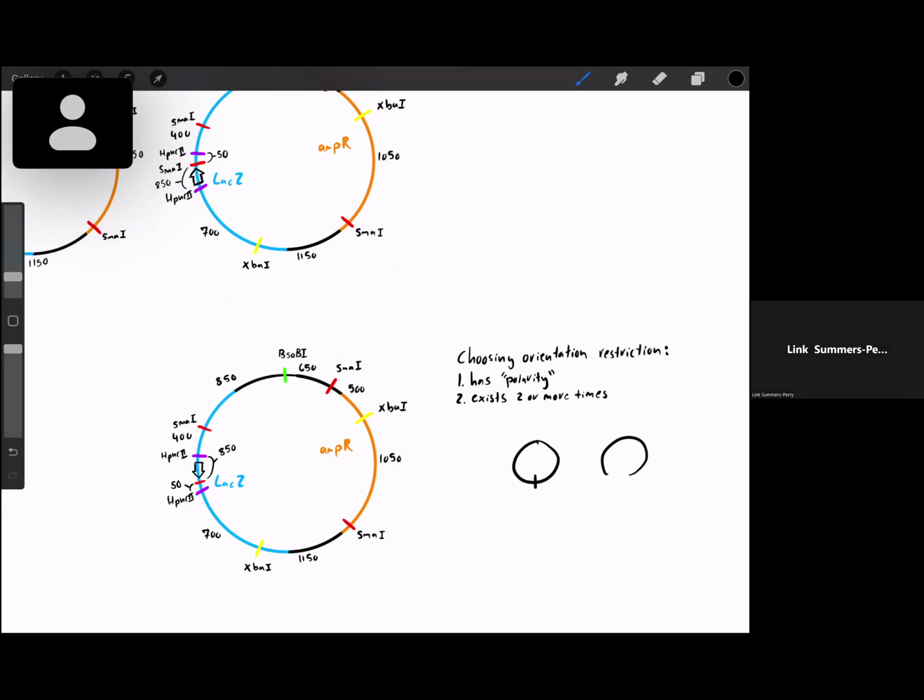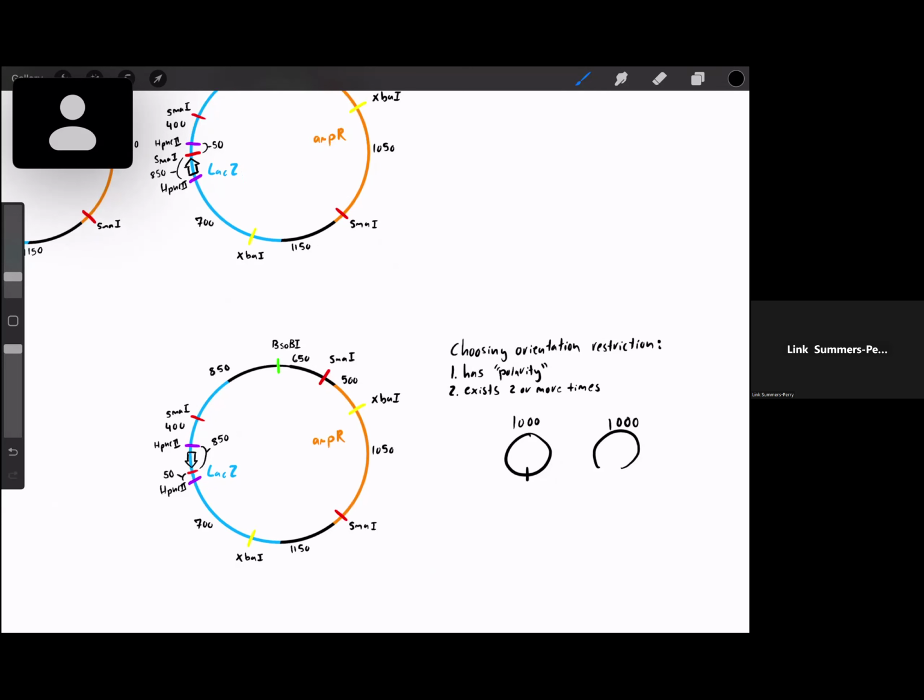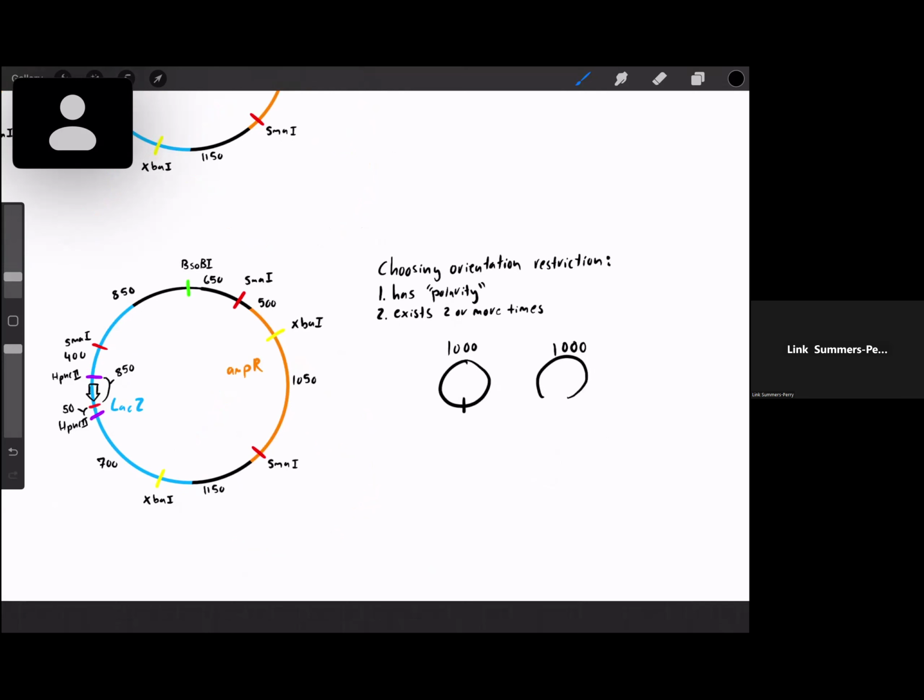So these would read the same on a gel electrophoresis because it's still, let's say, 1,000 and 1,000 base pairs long. They're the same distance. But if we have 2, now we have this piece and we have this piece. So this might be 400 and this would be 600, and we would actually be able to tell the difference whenever we do a gel electrophoresis.